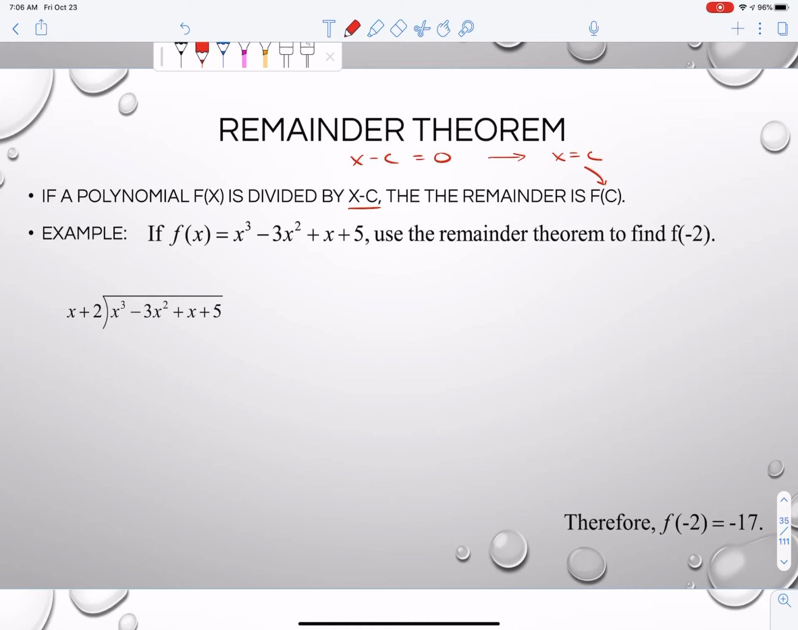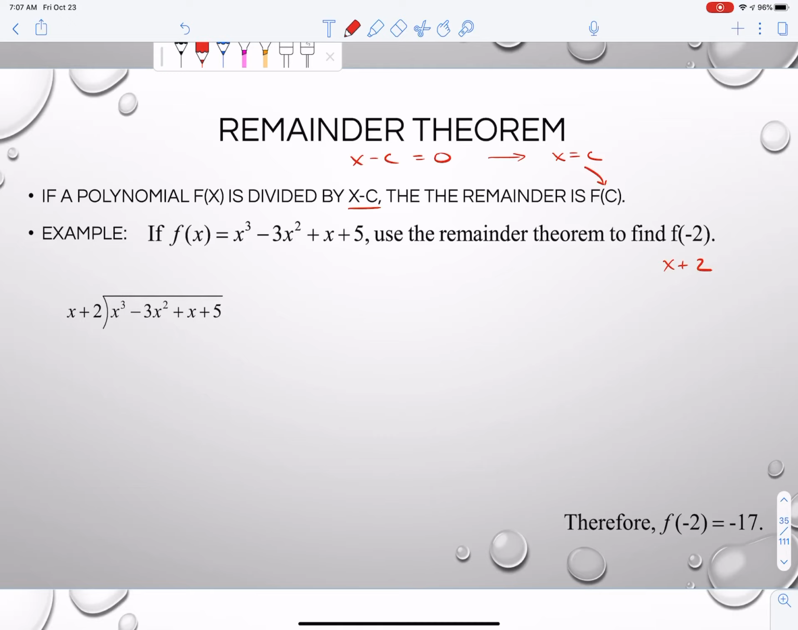Okay, so here I've got polynomial f of x equals x cubed minus 3x squared plus 5 plus x. I want to use the remainder theorem to evaluate f of negative 2. Remember that f of negative 2 would have come from a factor of x plus 2. So I'm going to divide by x plus 2.